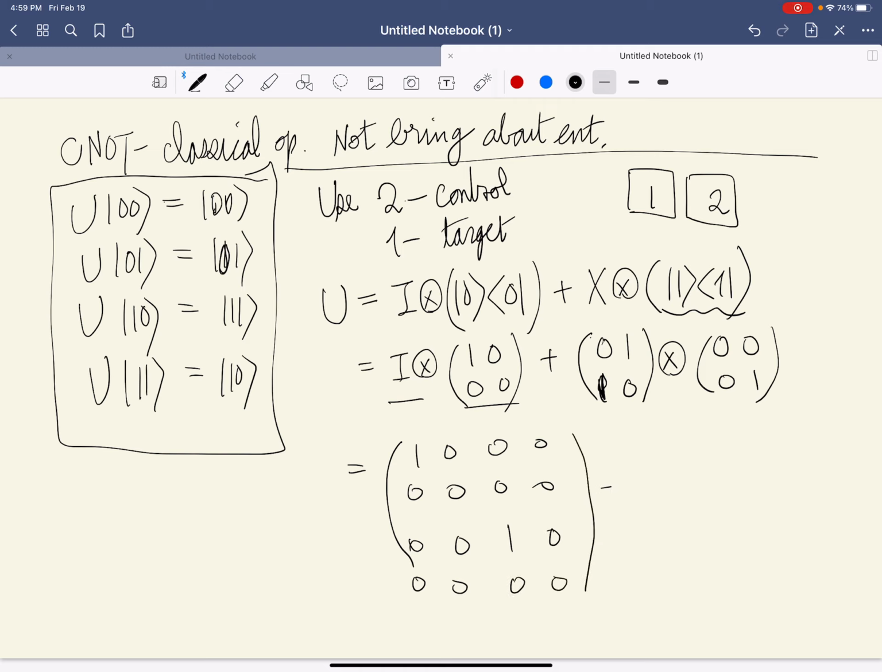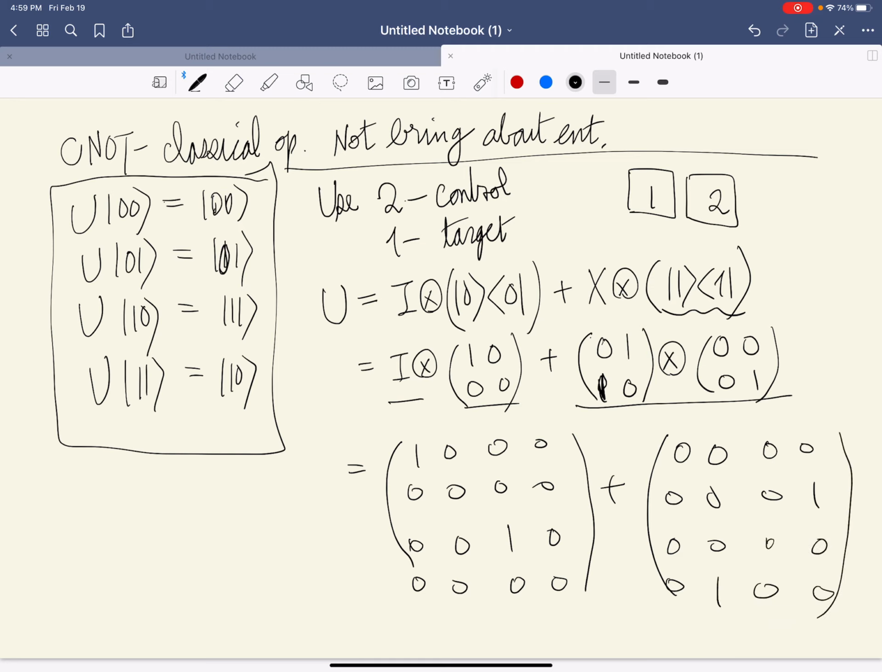You get that, and then from this second tensor product, you get this. Okay, and now you just have to add these two together to find the overall unitary matrix. Well, it's a little bit boring to write them all out, so maybe you should do it yourself. Okay, so let me write this as a U prime, and the previous Cnot operation as a U.